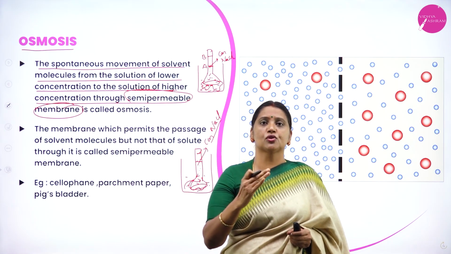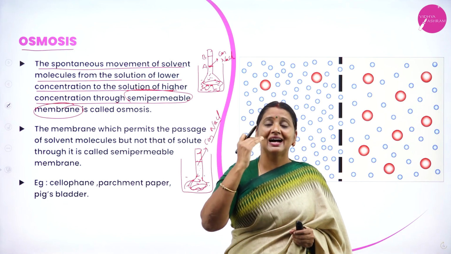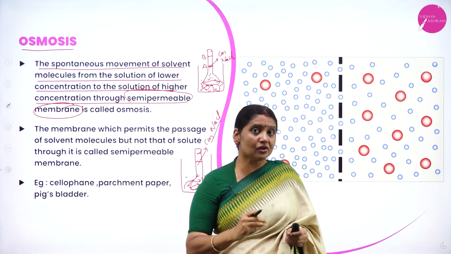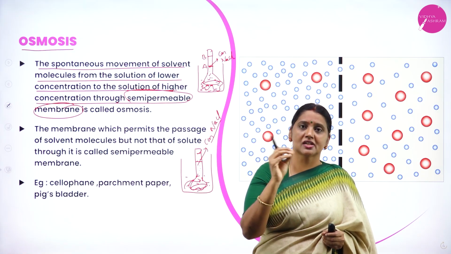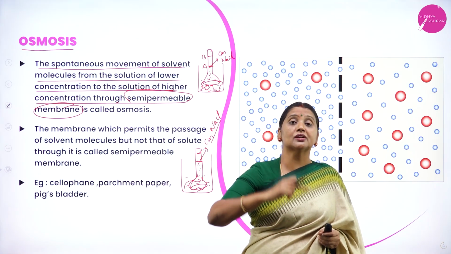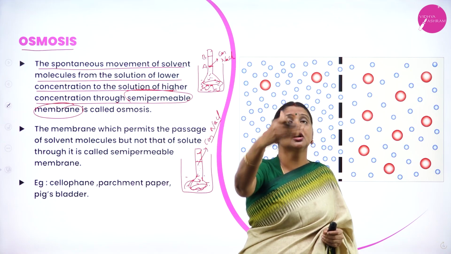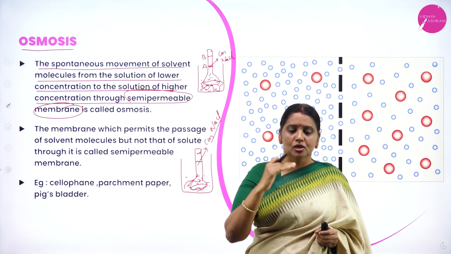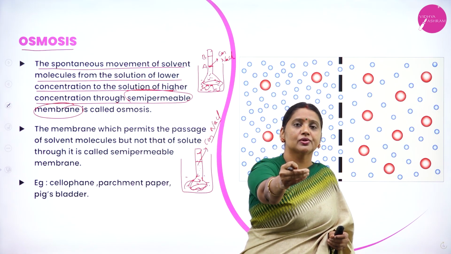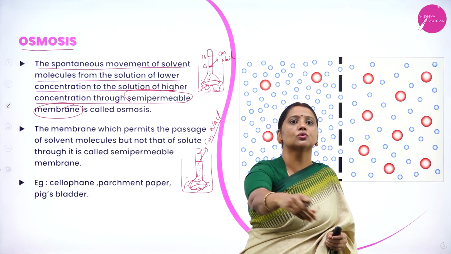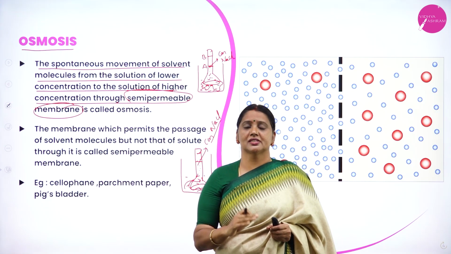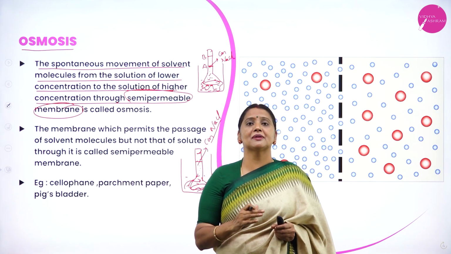Dear student, what is diffusion? The movement of gas molecules from higher concentration to lower concentration is called diffusion. What is osmosis? The movement of solvent molecules from lower concentration to higher concentration through a semi-permeable membrane. Lower to higher, solvent molecules, so from lower concentration where do they go, students? Children, to higher concentration through the semi-permeable membrane. This phenomenon is called osmosis. Then the question arises, what is a semi-permeable membrane?